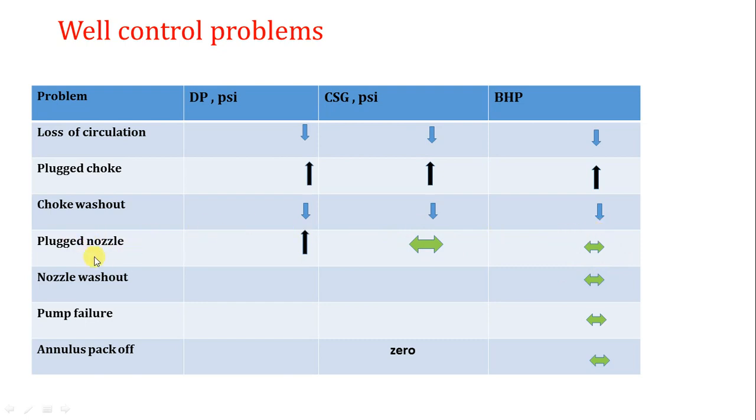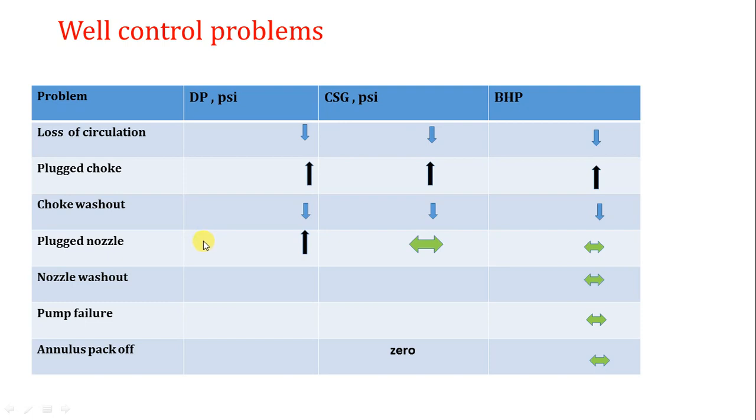So there is a very important question here. While, for example, killing the well, the ICP increases suddenly from 1000 to 1100 psi, for example. So only 100 psi increased. So what do you do? Okay, continue drilling, continue killing? No, you have to shut down the pump and discuss the problem.